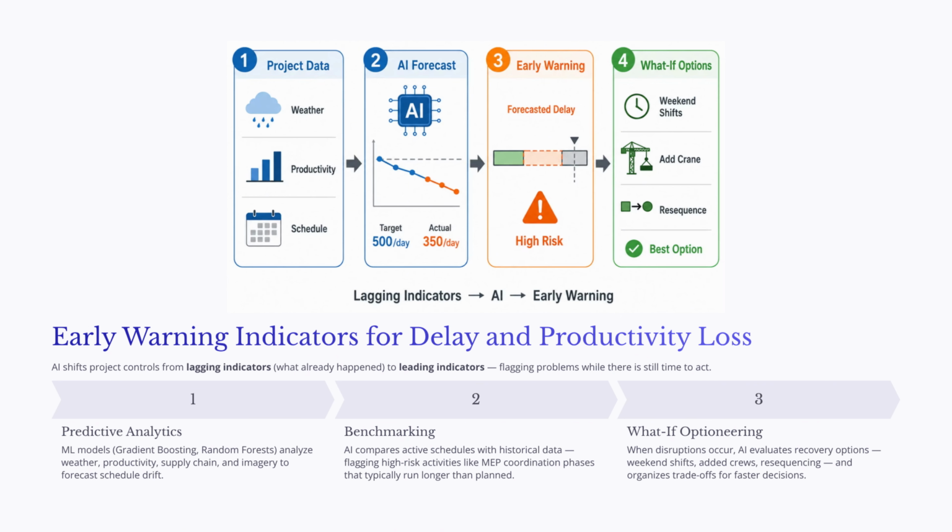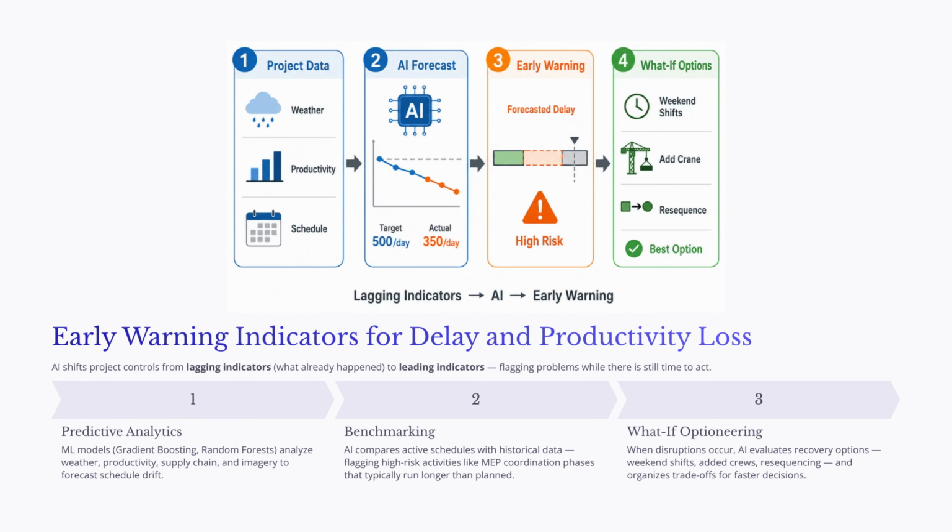For example, if the schedule requires a crew to install 500 square feet of formwork per day, but the actual production rate is averaging only 350 square feet per day, the system does not need to wait for the milestone to be missed. It can project the trend forward and warn the project manager early.